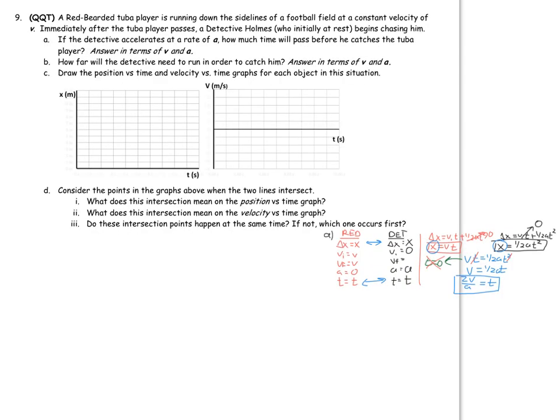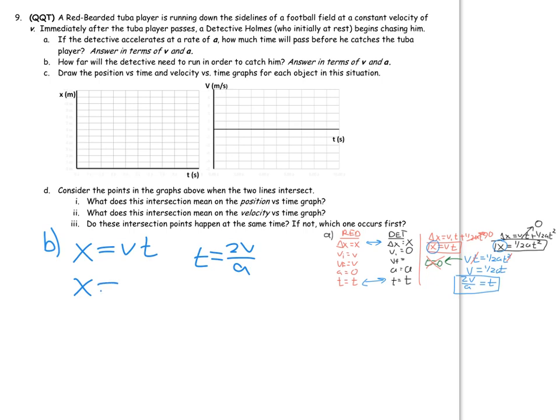All right, let's move on to part B here. We're going to be using the same setup that we had over here for part A, but now what we're doing is we're trying to find how far we go, and so we're really just looking for delta x. So I'm going to take an equation that I used before, and it's going to be the equation for the detective, that x is just equal to v multiplied by t, and all I'm going to do is substitute in the time that I solved for before, which was that t is 2v over a.